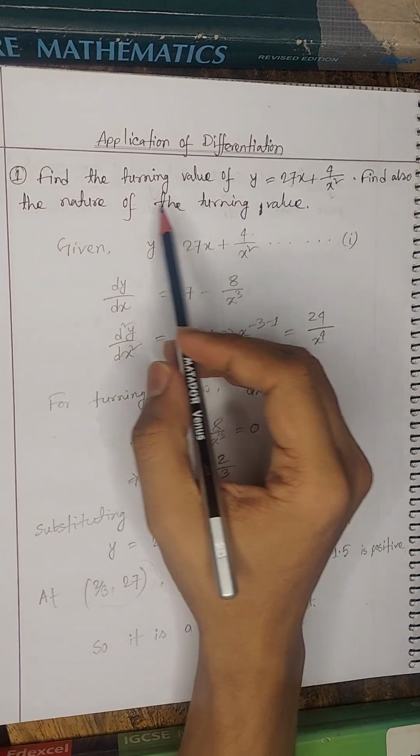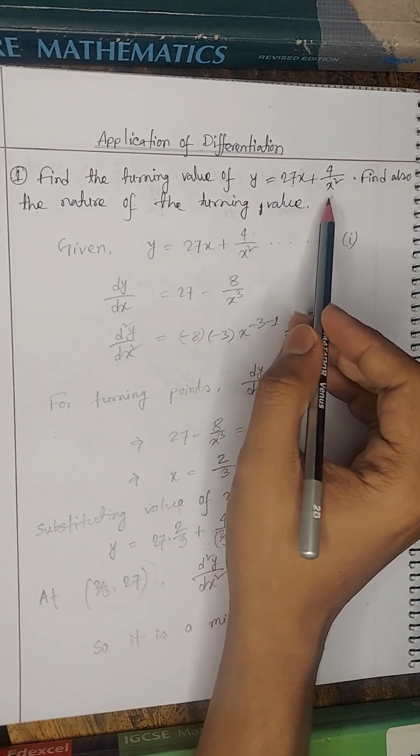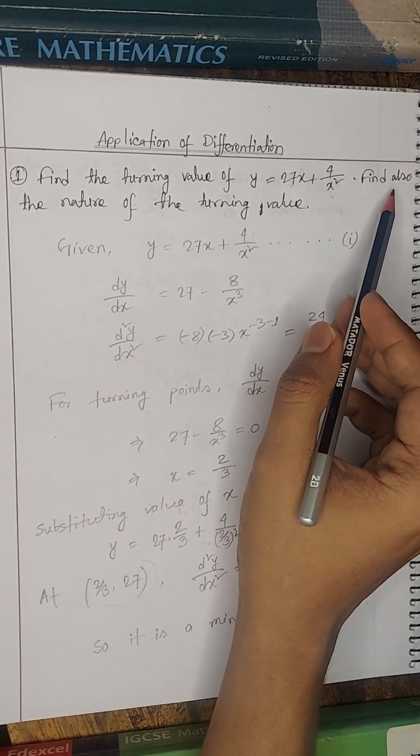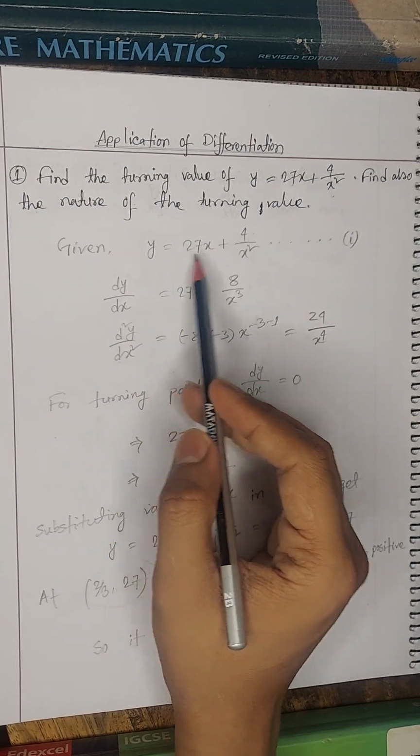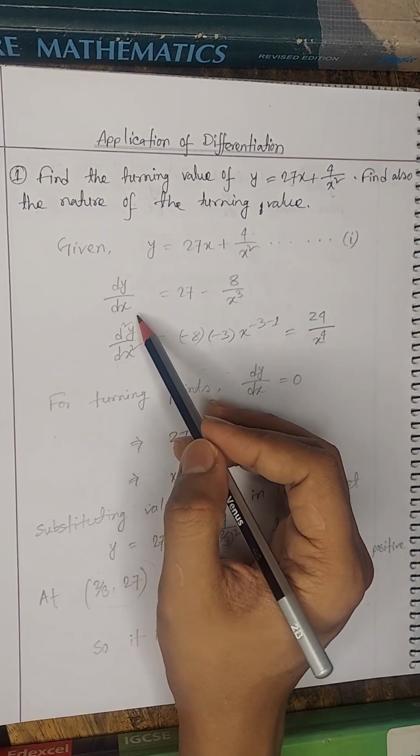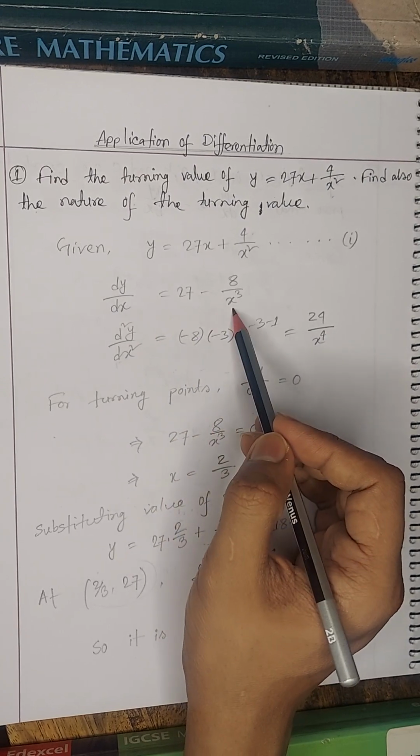Here our first problem, we have to find the turning value of this expression and also find the nature of the turning value. So first we have to differentiate this expression, dy by dx, which is 27 minus 8 by x cube.